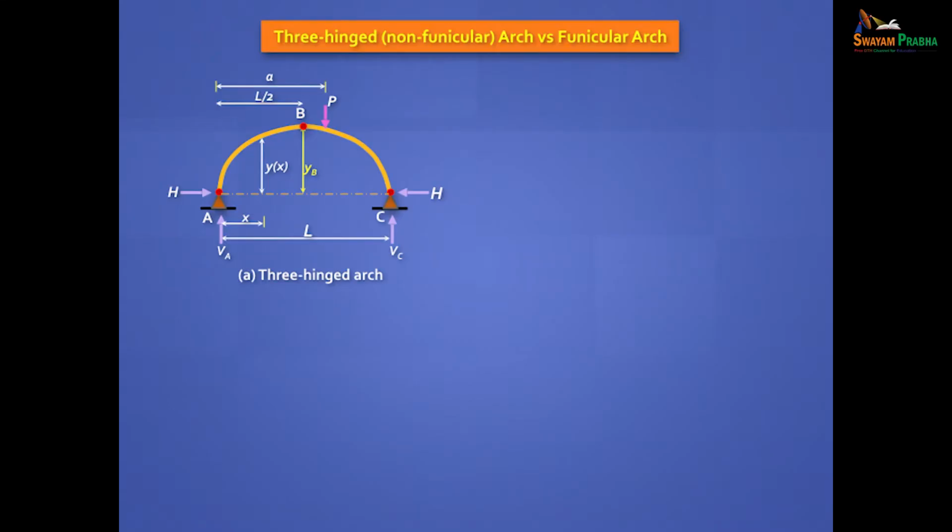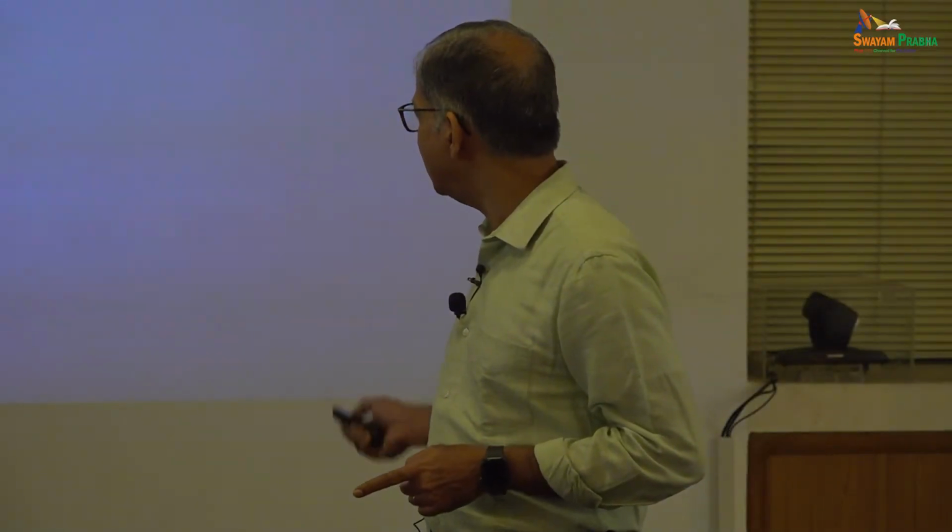VA or VC is P into a by L. So vertical reactions are known. VA and VC are known. What is H? Moment about this point is 0, this point is 0, this point also is 0. The word "moment about" you should never use. Use "bending moment at". Bending moment at B is 0.